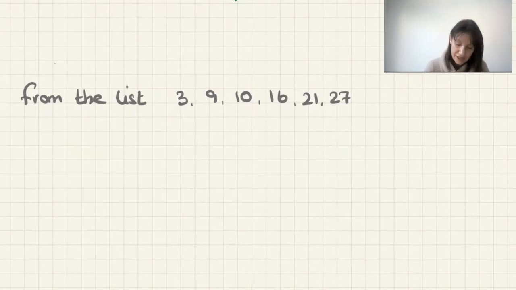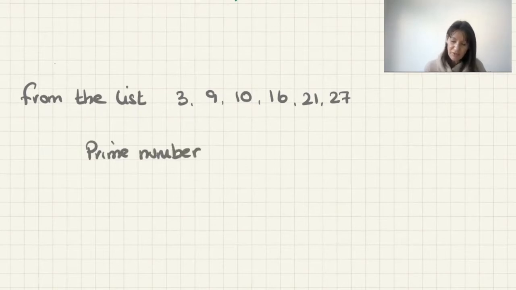So the first one we're going to look for is a prime number, okay? So if I was to ask you for a prime number from that list, what number would you choose? And the answer to that is 3. All the other numbers appear in other times tables.